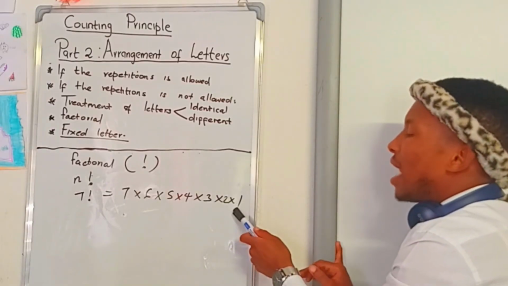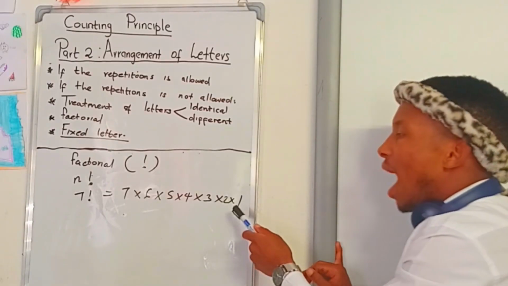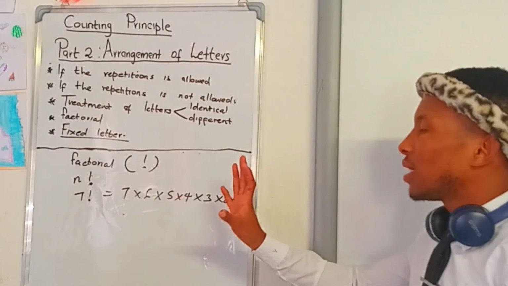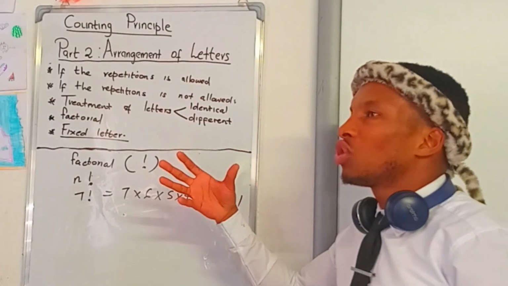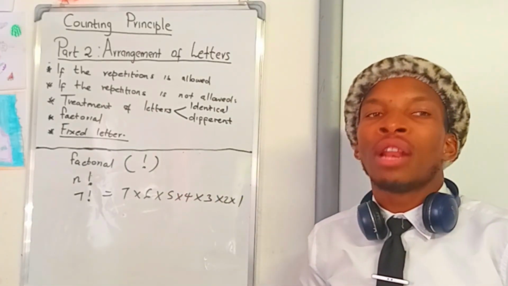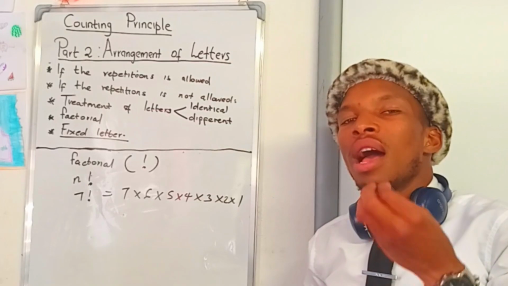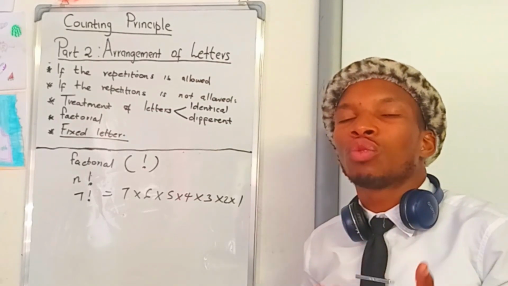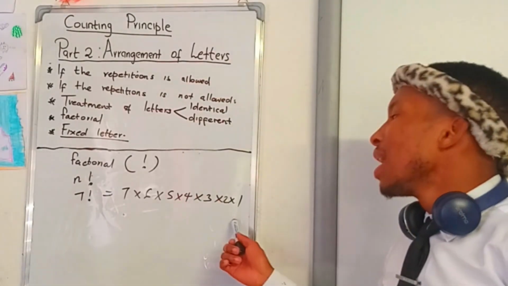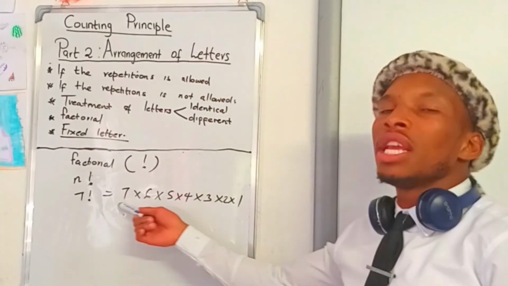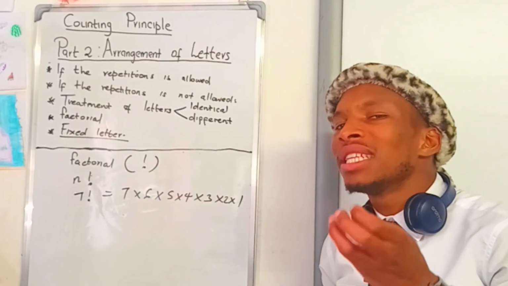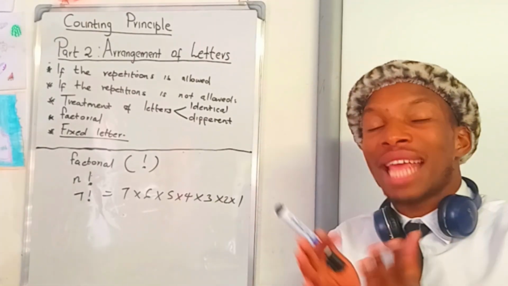Then we make sure that the number must end with 1, because 1 is a natural number. We normally use factorial only if you are told that the letters or the digits are not repeated. The repetition is not allowed, of letters or digits. But it depends on the number of arrangements.